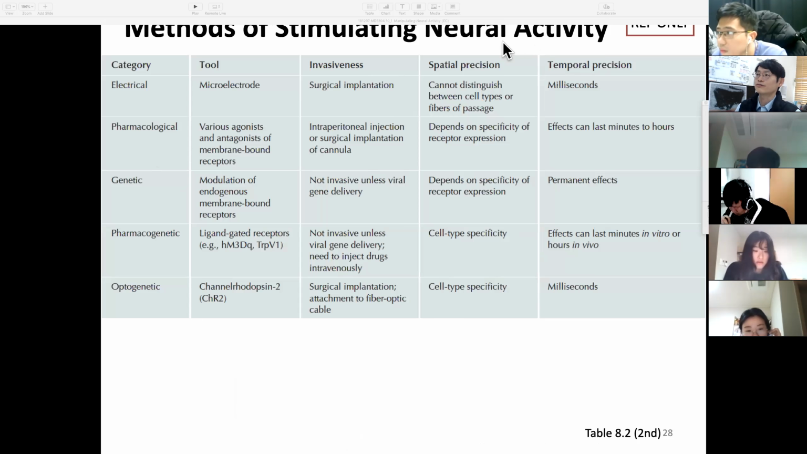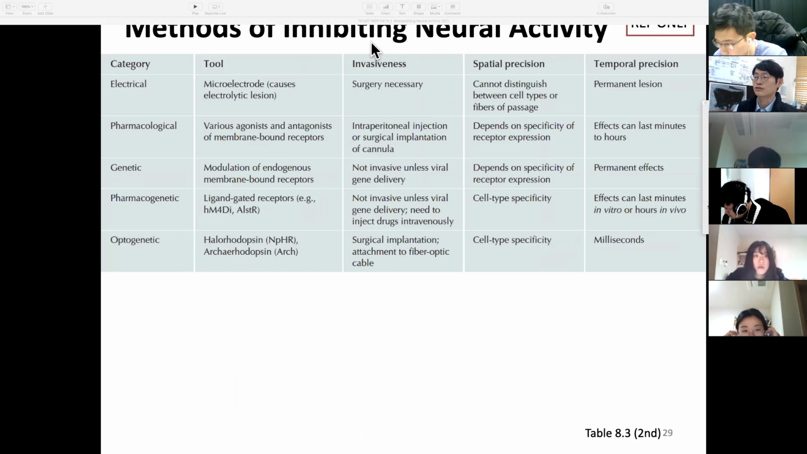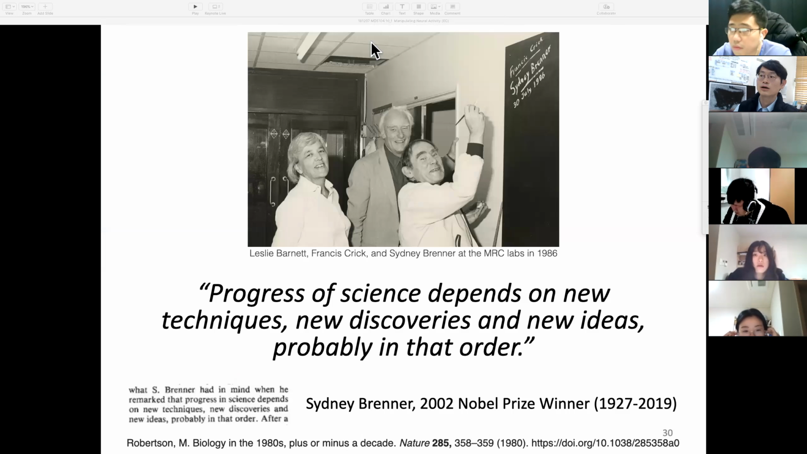And I want to show these methods of stimulating neural activity: category, the tools, invasiveness, and spatial and temporal precision. I won't go into them one by one, but you can read it all later. This will be a good reference. And also methods for inhibiting neural activity. Okay, so as the last one, I want to give you another example.